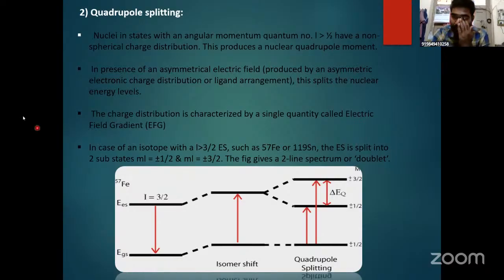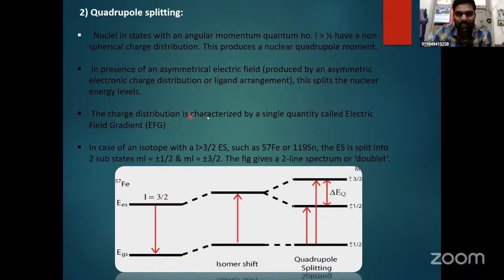We have seen electric quadrupole moment in the earlier classes also. So in presence of an asymmetrical electric field produced by an asymmetric electronic charge distribution or ligand arrangement, this splits the nuclear energy levels. So in the presence of this asymmetric electric field, a splitting of nuclear energy levels will occur.